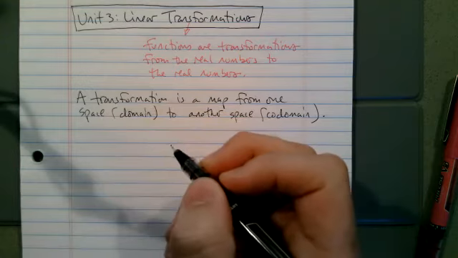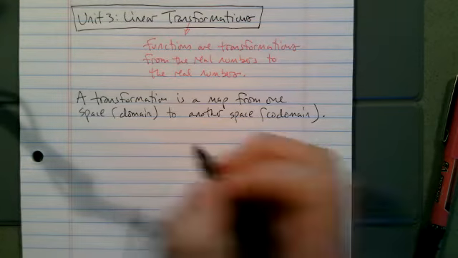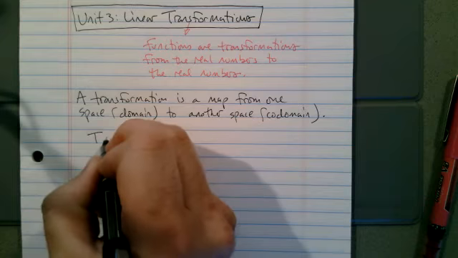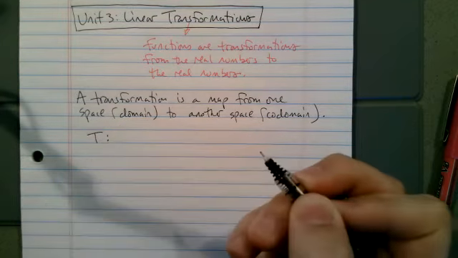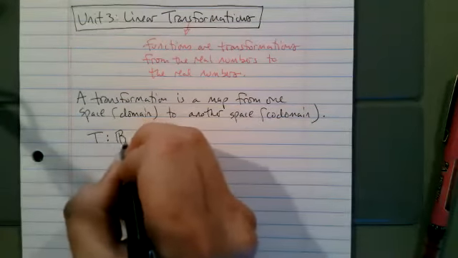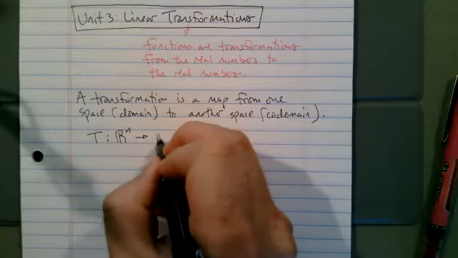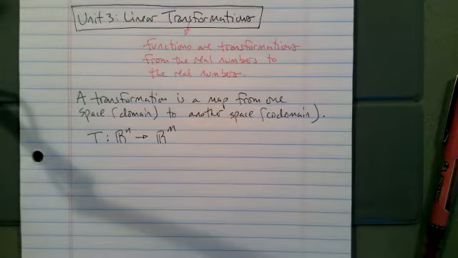So the notation that we'll use, because we've got to have notation because this is math, we'll say T is the name of the transformation, and we'll list the domain first. Let's say it goes from Rn to Rm. So T is a map that goes from Rn, the domain, to Rm, the codomain. That's a transformation from one space to another space. To each element in Rn, we assign an element from Rm.